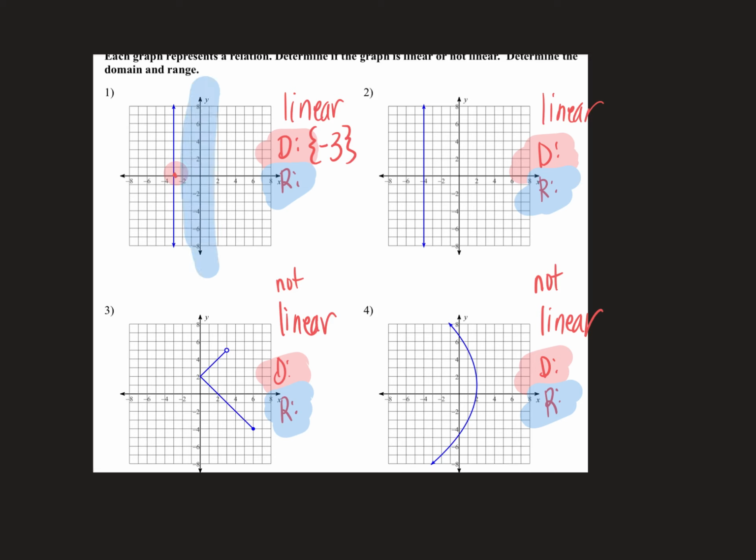My range, which is how far up or down it goes, how far up or down it goes, and that graph has arrows on the top and the bottom, so the range is all real numbers.